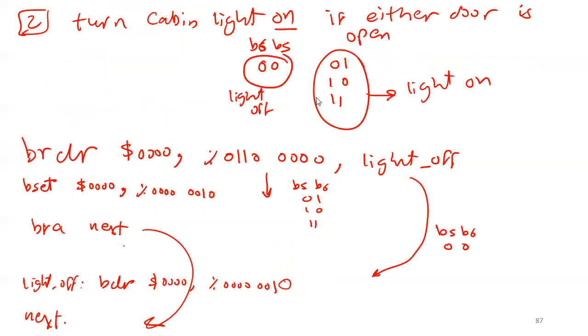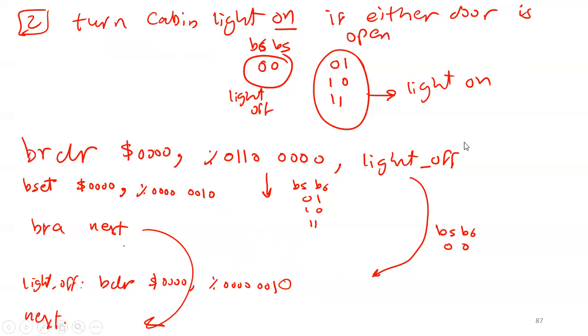Let's have more examples on the same case, but I want to program different logic. Let's see the logic here. I want to turn the cabin light on if either door is open. Maybe this is more logical, or that's what actually happens in reality: if any door is open, the light should be on. So the only way to turn the light off is if the 2 bits are 0, 0. If anything else, I'm going to turn it on.